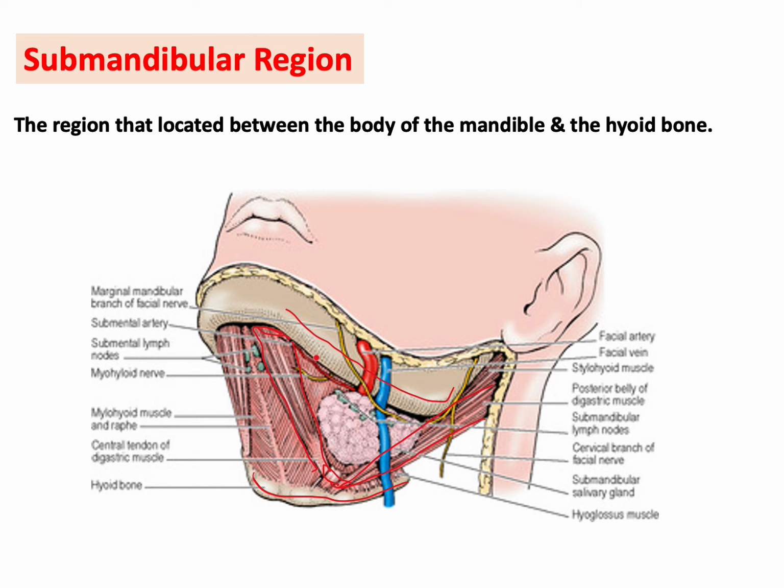However, so we have the lower border of the body of the mandible, we have the hyoid bone, we have the anterior belly of the digastric muscle, and we have the posterior belly of the digastric muscle. So this region is the submandibular region. Look at it. There is a kind of gland here. This is the submandibular gland.